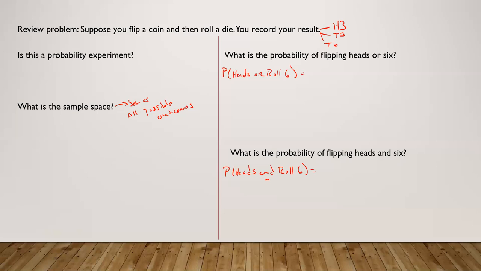All right, so you're gonna flip a coin and then roll a die. Okay, so the first thing is, is this a probability experiment? I know we've repeated this a bunch today, but does it have uncertain results? Yes, it absolutely does. Is it repeatable? Yes. So this is a probability experiment.